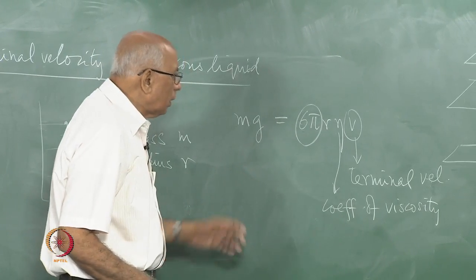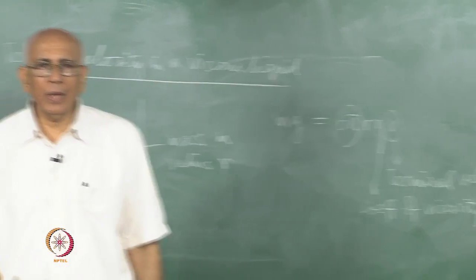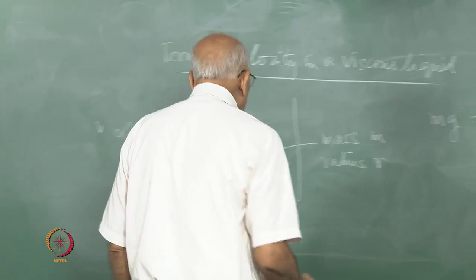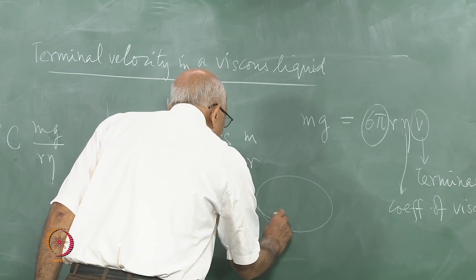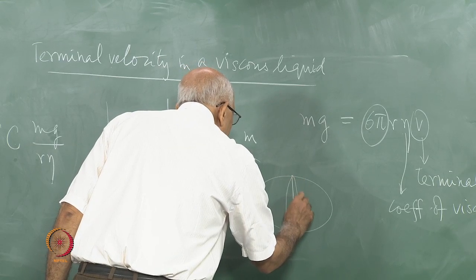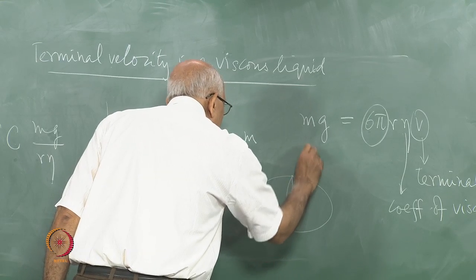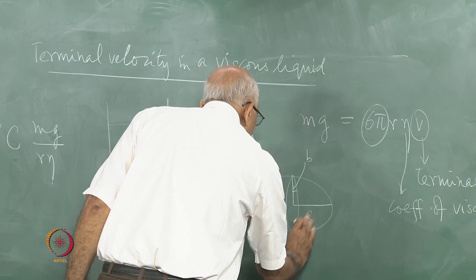Okay. Moreover, you could ask the following: suppose this had not been a perfect sphere, what would happen? Suppose instead of a sphere you had a little ellipsoid of revolution, so that in this direction this axis is the semi-major axis, and this is the minor axis B, and this is A.